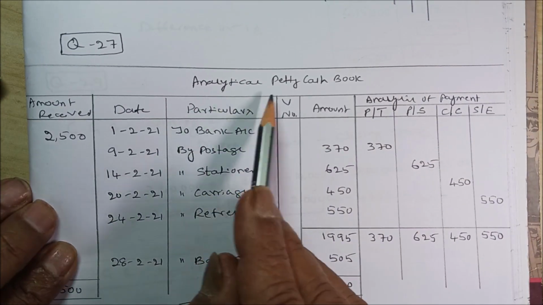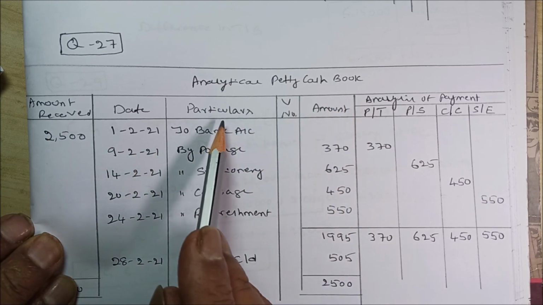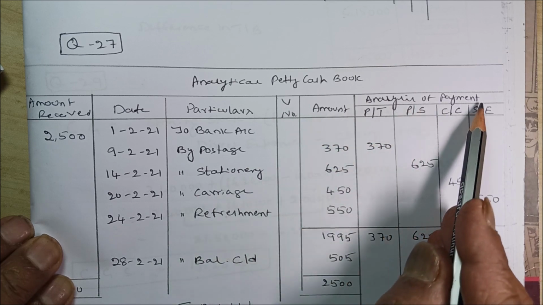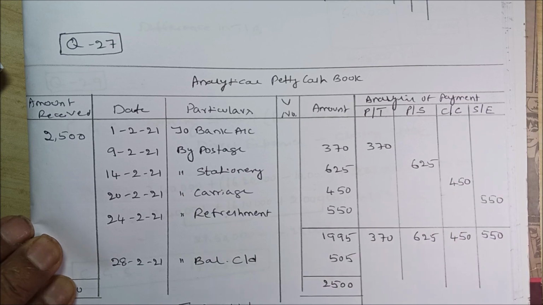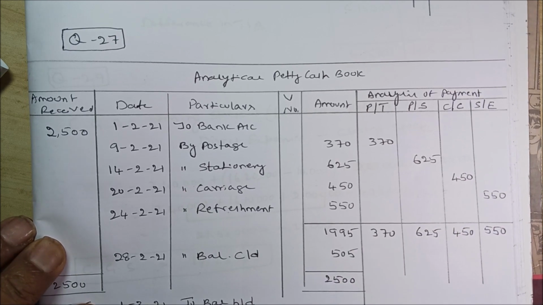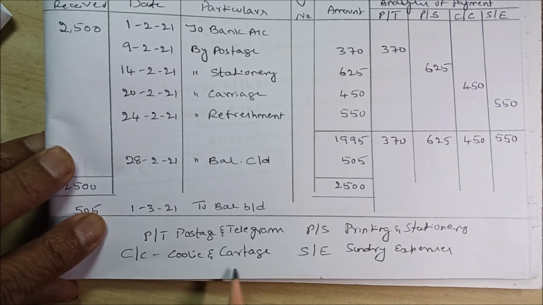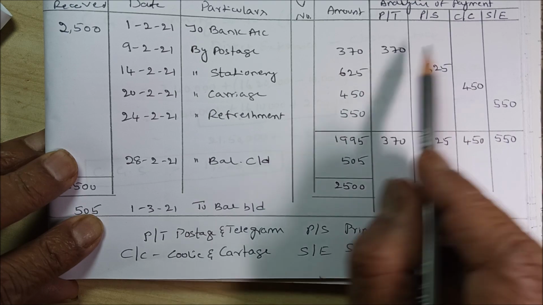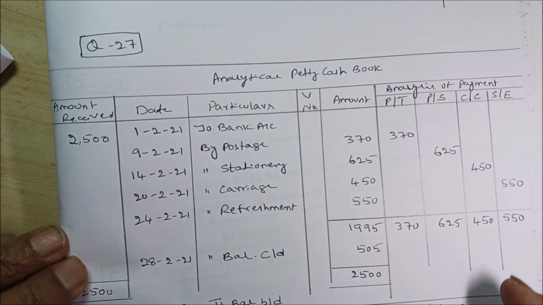Here it is an analytical petty cash book. Amount received, date, particulars, voucher number, amount, analysis of payment: PT, PS, CC, SC. I have given here PT postage and telegram, PS is printing and stationery, CC is coolie and cartage, SC is sundry expenses. I have given what these abbreviations are. Now it is very simple.